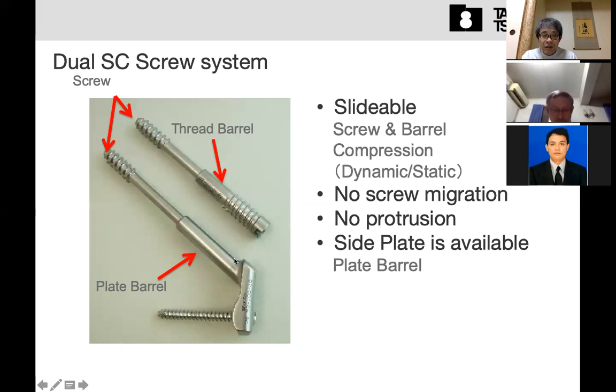So this is very, very useful, to add a side plate. Of course, you can use the compression hip screw for the femoral neck fracture, but CHS is very big. The diameter of the screw and barrel is very big to fix the femoral neck fracture.